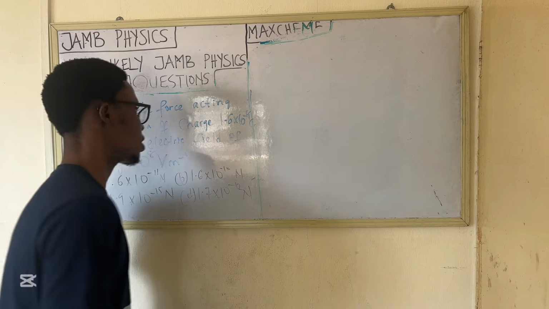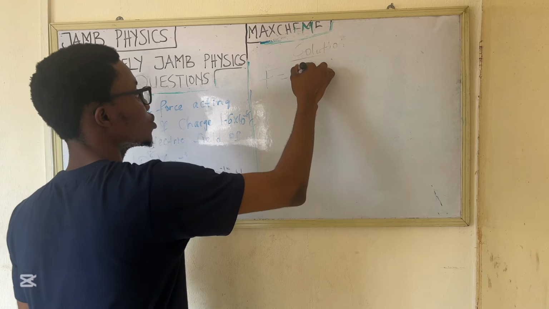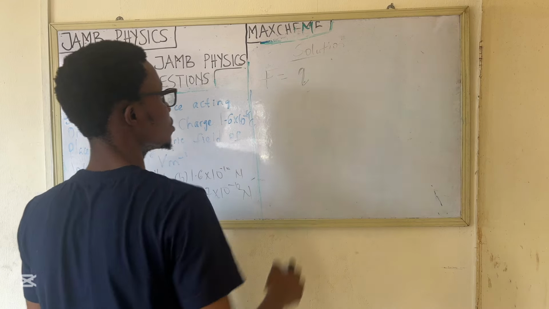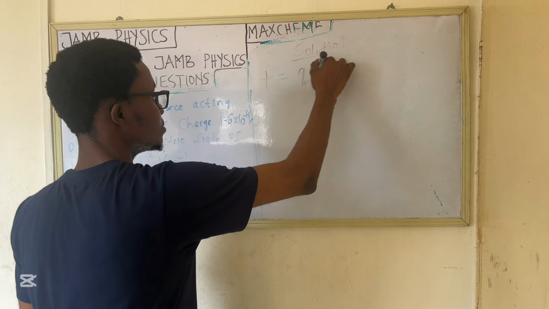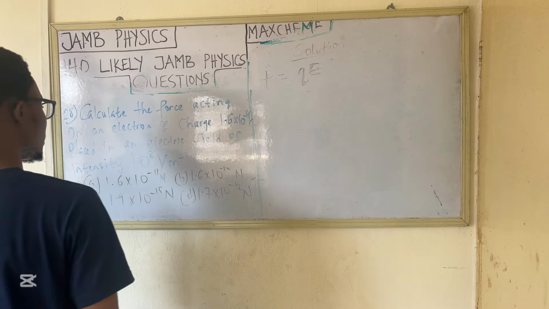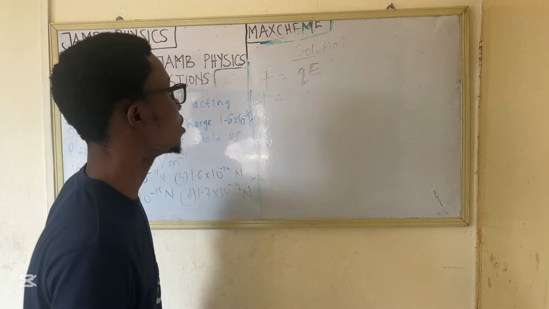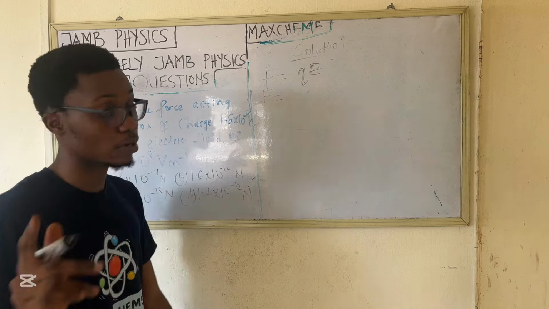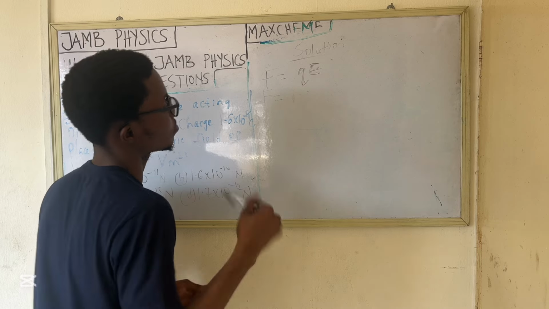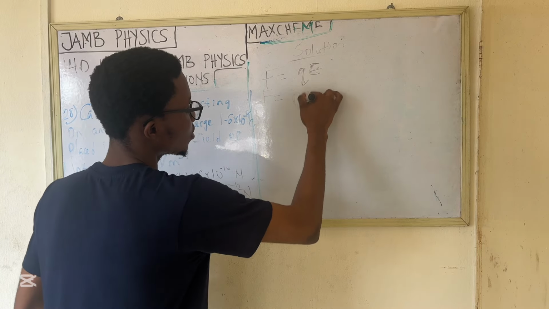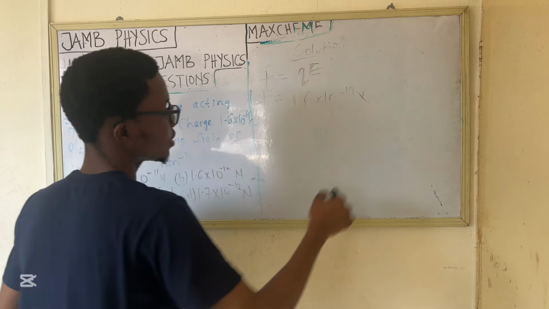So in this case, the formula is F equals Q, the quantity of charge, times E, the electric field intensity, to get your force. So force is now equal to the quantity of charge, which is 1.6 times 10 raised to power minus 19, times 10 raised to power 8.